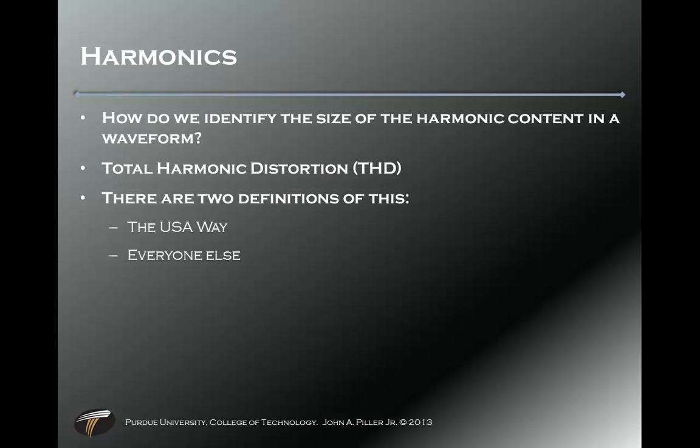So how are we going to identify the size of the harmonic content in a waveform? Well, that is the total harmonic distortion, the THD. There are two ways of defining this. Generally speaking, the US uses one way, the rest of the world uses the other, and the difference between the two is the defining ratio.